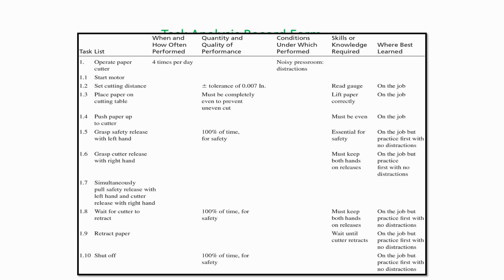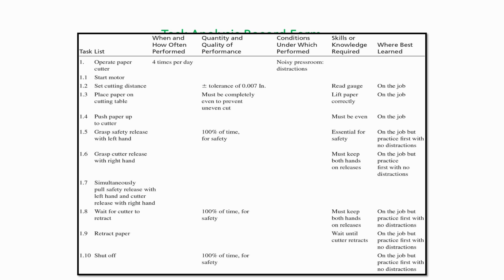Operate paper cutter, उसके अंदर क्या क्या करना है उनको. Start the motor, set cutting distance, place paper on the cutting table, push paper to the cutter, grasp safety release with left hand, grasp cutter release with right hand, simultaneously pull safety, wait for the cutter to retract paper and shut off.